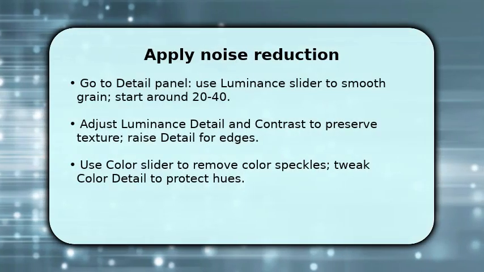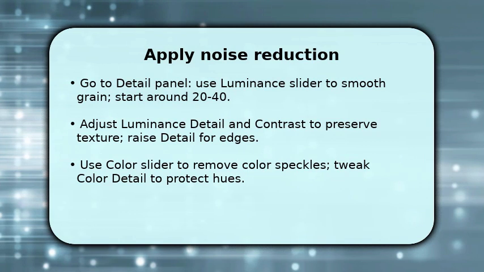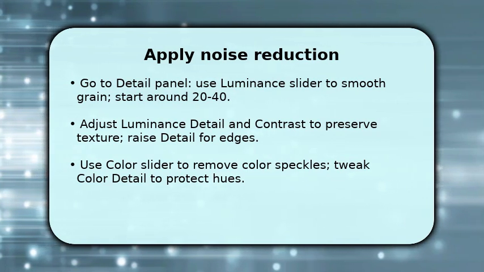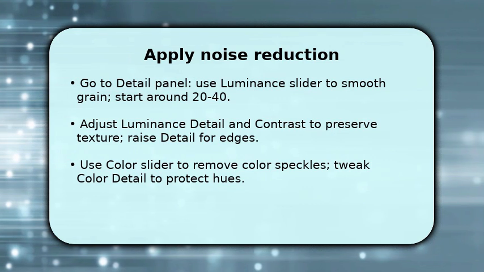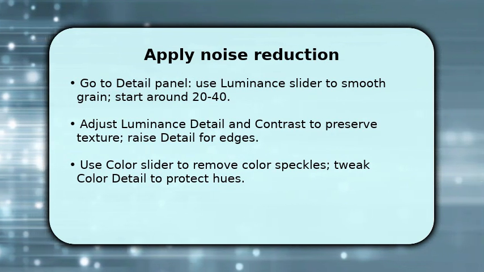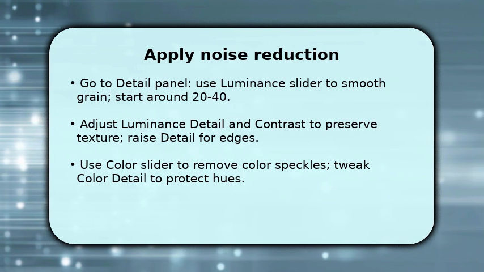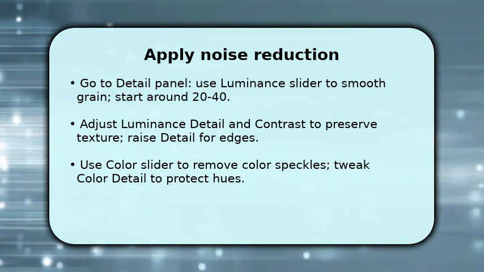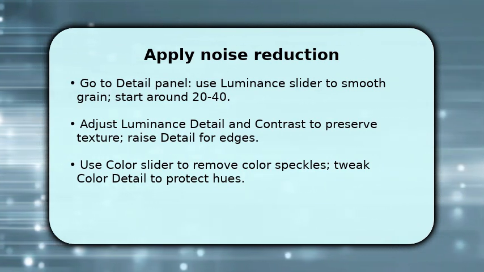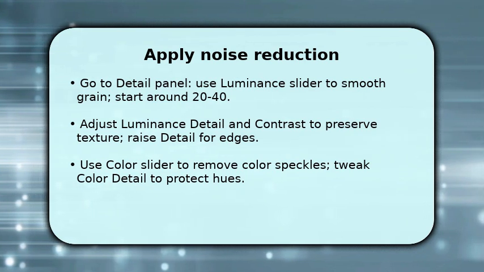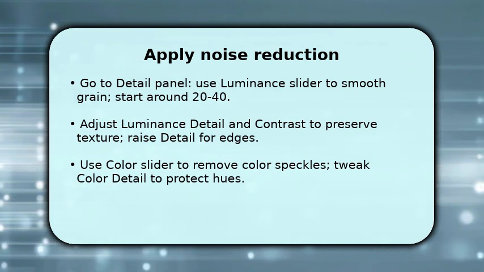Now you move to the detail panel and tackle noise directly. Begin with luminance to smooth overall grain. Start modestly around 20 to 40 and increase until luminance noise is less distracting. Then balance luminance detail and contrast. Increase detail to keep fine texture and raise contrast if the image becomes too flat.